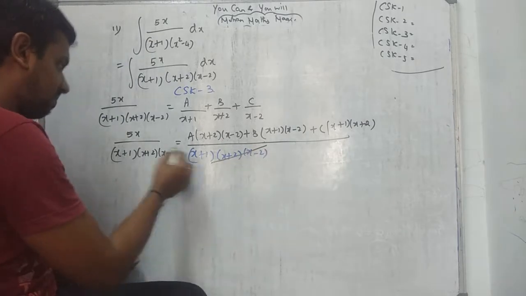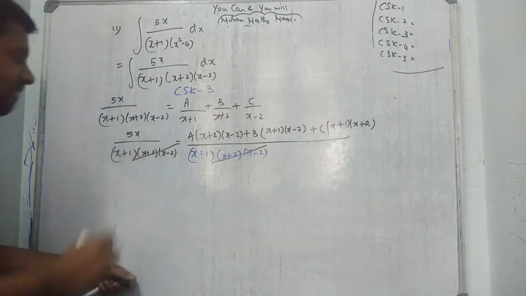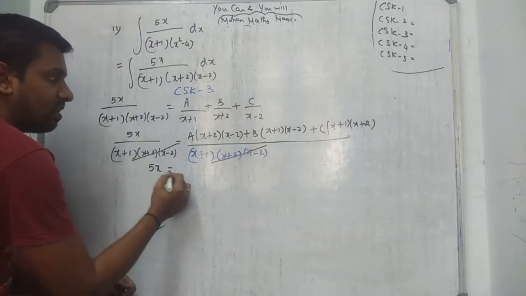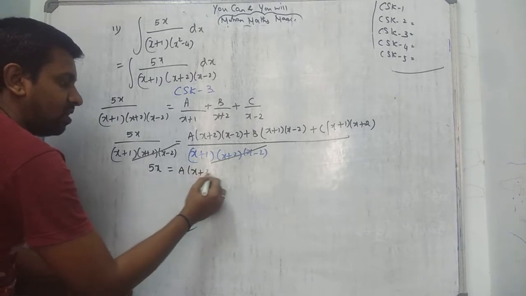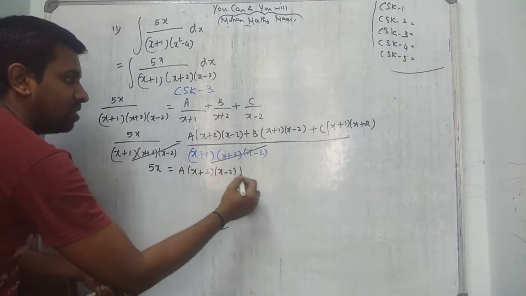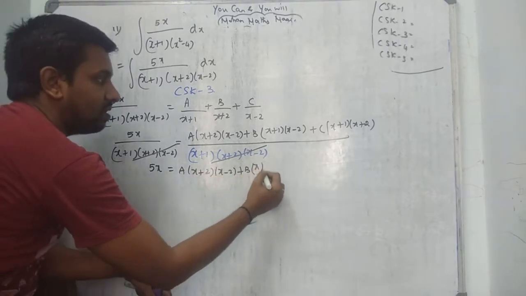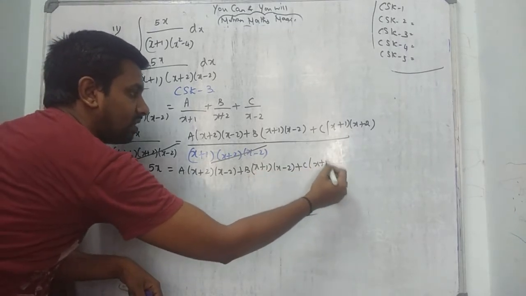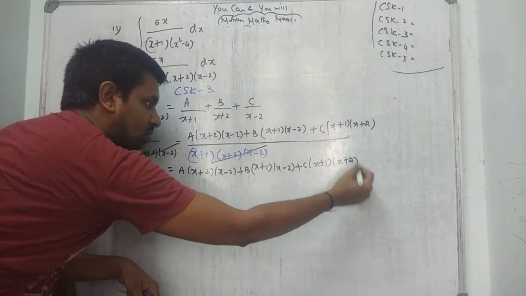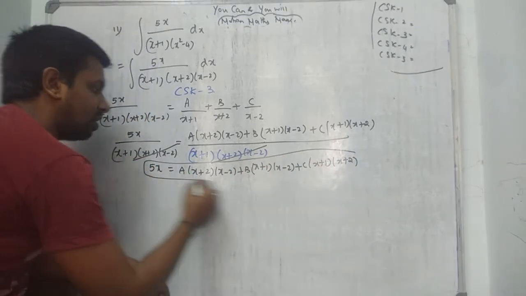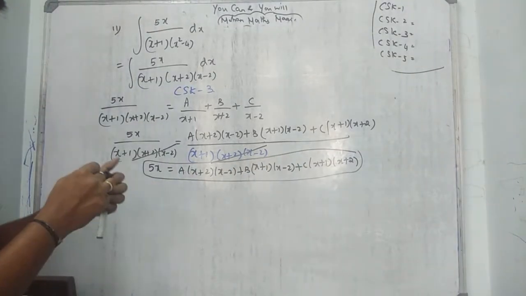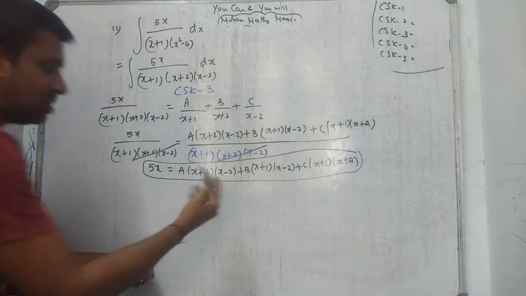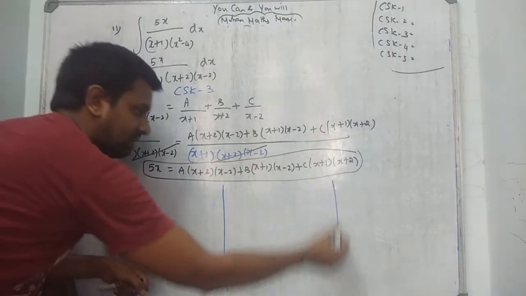Okay, first step, both the sides denominators cancel. Therefore finally I got 5x equals a times x plus 2 into x minus 2, plus b times x plus 1 into x minus 2, plus c times x plus 1 into x plus 2. This is your old numerator and the new numerator. Now shortcut in 3 portions to find out the values of a, b, c.